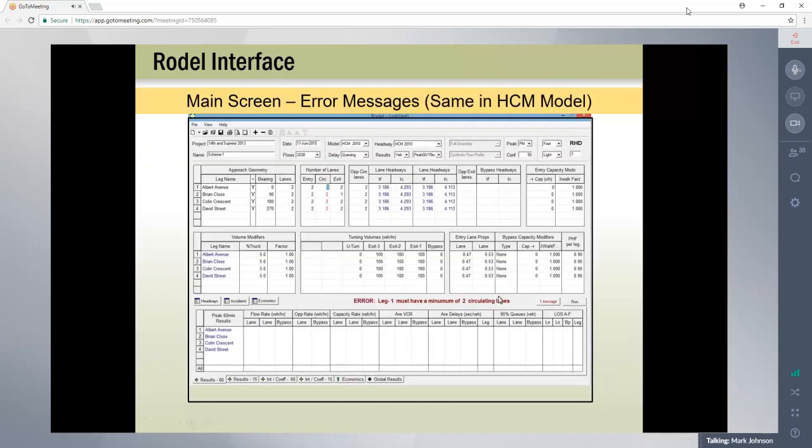There's some error messages that you can get. For example, this is one that's common if you're toggling back and forth between the geometric model and the HCM model. The HCM model will just tell you, like here it says leg 1 must have 2 lanes. You're feeding a 2-lane entry to a 2-lane circulating, so it's letting you know you need a 2-lane circulating there.